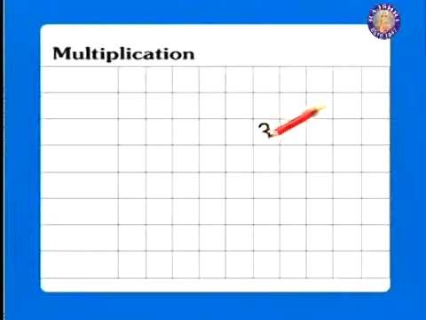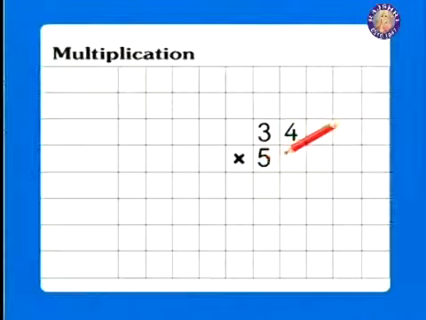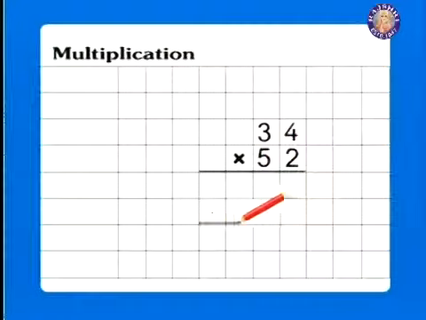In the next section, we shall multiply 34 by 52. What? Did you hear correctly? Multiplied by a 2-digit number? But how is that possible? Can you guess? Well, here's how. Now, let's get back to multiplying 34 by 52.